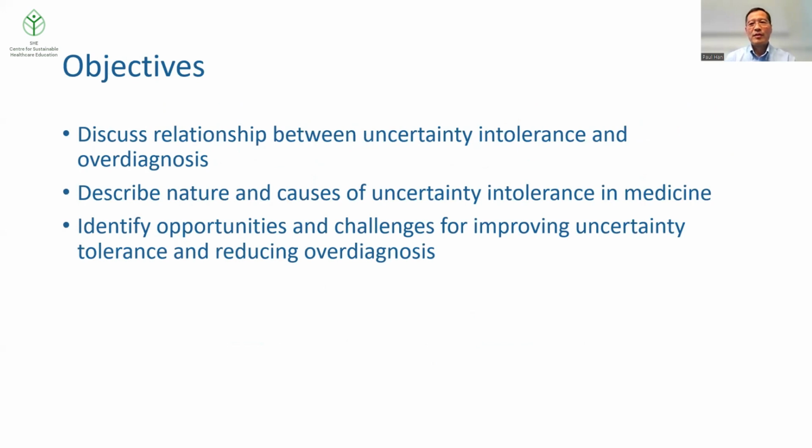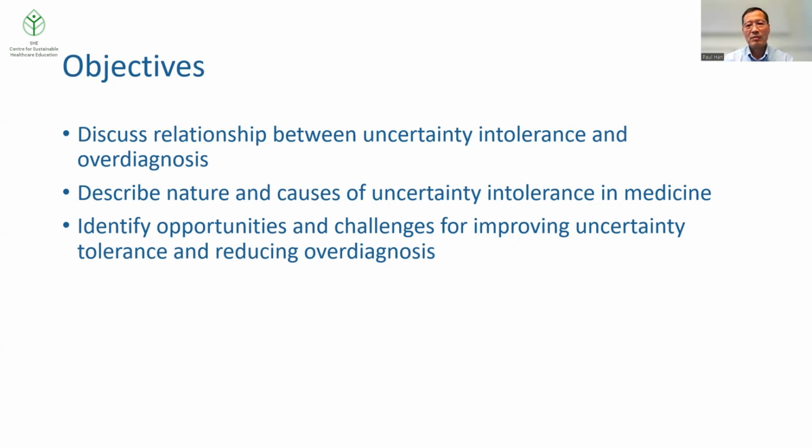I have basically three objectives that I want to try to accomplish in today's talk. One is to discuss the relationship between uncertainty tolerance or intolerance and overdiagnosis. And I'm approaching this topic as a student of overdiagnosis. I don't consider myself to have a deep knowledge of this topic in spite of its importance, but these talks, as well as some recent literature, really prompted me to do some reflecting.